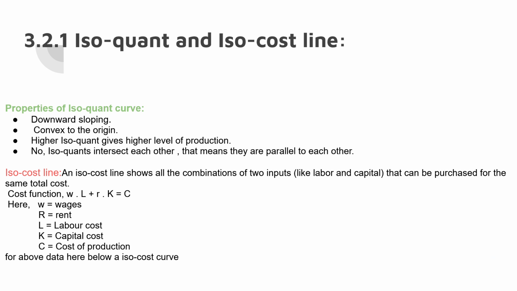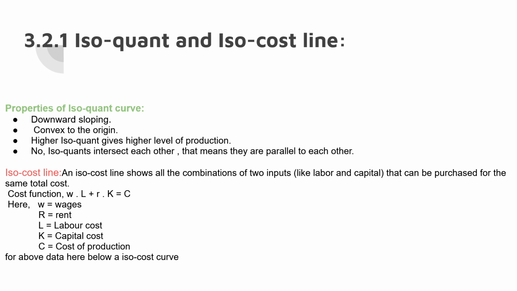Isoquant and isocost line. Properties of isoquant curve. Downward sloping, convex to the origin. Higher isoquant gives higher level of production. No isoquants intersect each other, that means they are parallel to each other.